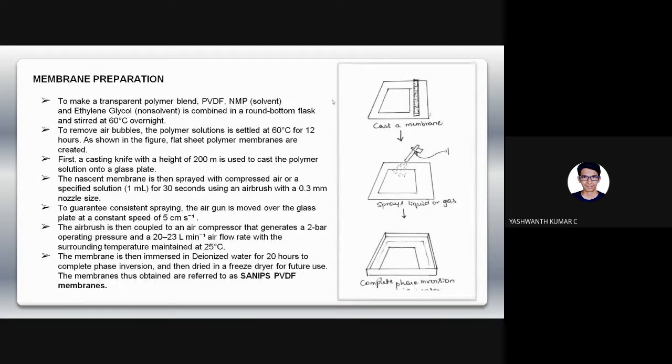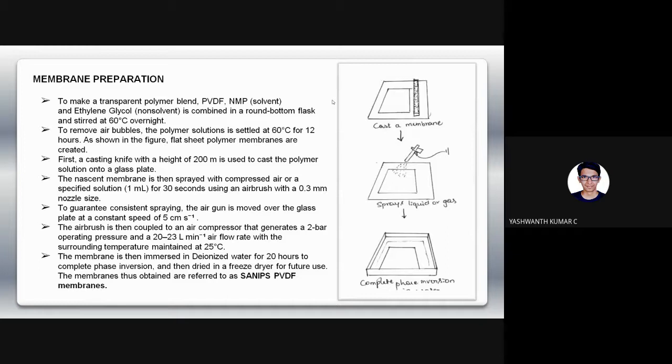So to make a transparent polymer blend, we use the homopolymer, the solvent and the non-solvent, combined in a round bottom flask and stirred at 60 degrees Celsius overnight. Glycol here functions as a pore former to improve membrane porosity, and the non-solvent disturbs the dope system's equilibrium and causes polymer precipitation. To remove air bubbles, the polymer solution is settled at 60 degrees Celsius for 12 hours. As shown in the figure, flat sheet polymer membranes are created.